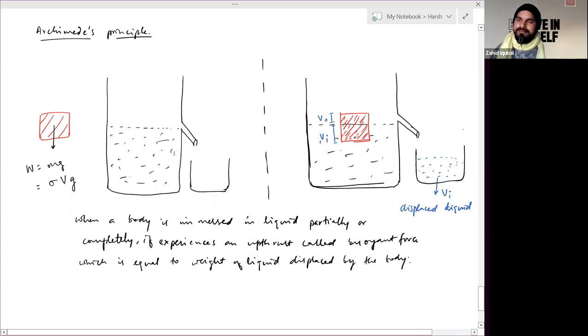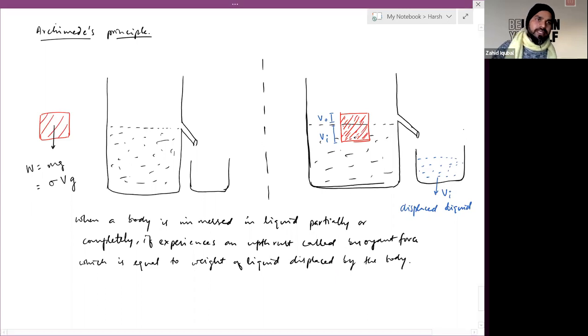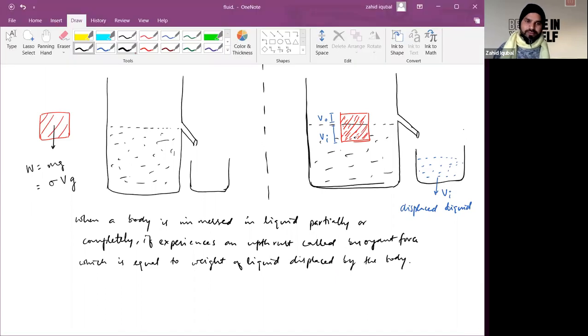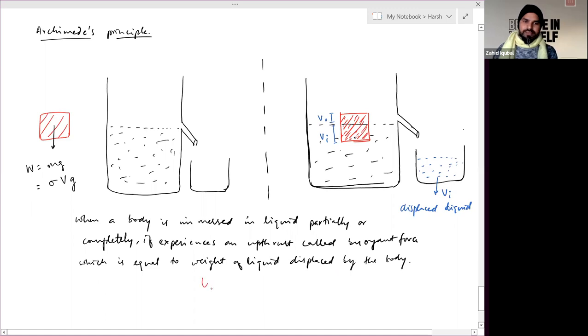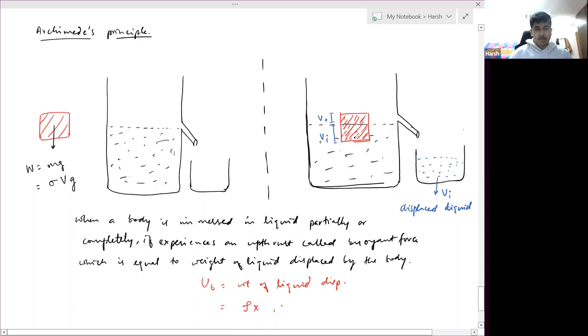Harsh, is it clear? Yes, sir. So using this, if you have to calculate buoyant force, it is equal to the weight of liquid displaced by the body. Weight is equal to density of liquid into volume of liquid displaced, that is Vi, times gravity. So this will be the expression for calculating buoyant force. Okay, just write it down.